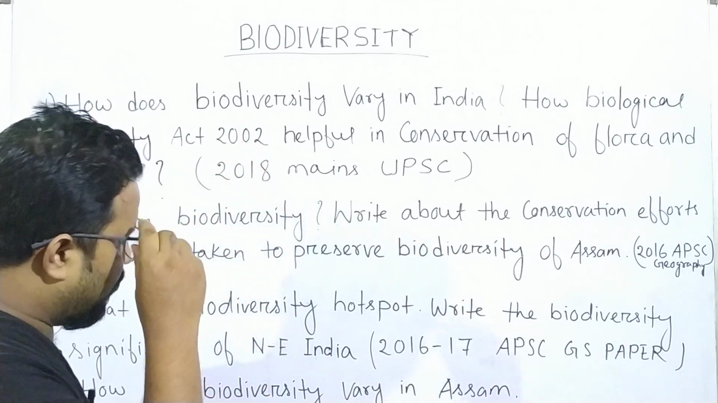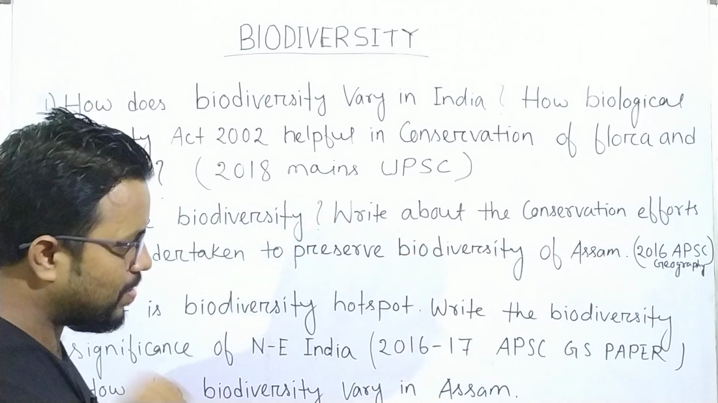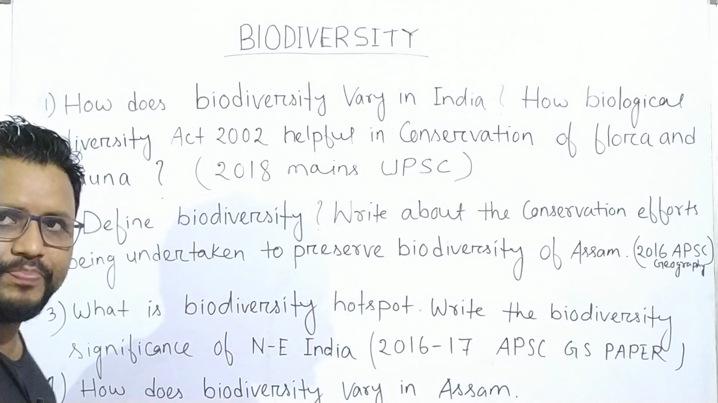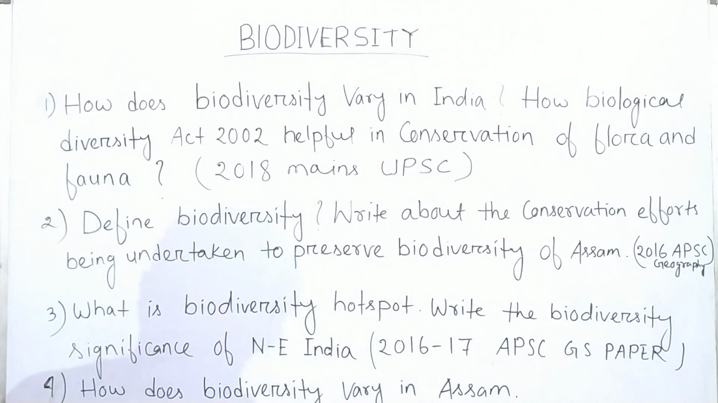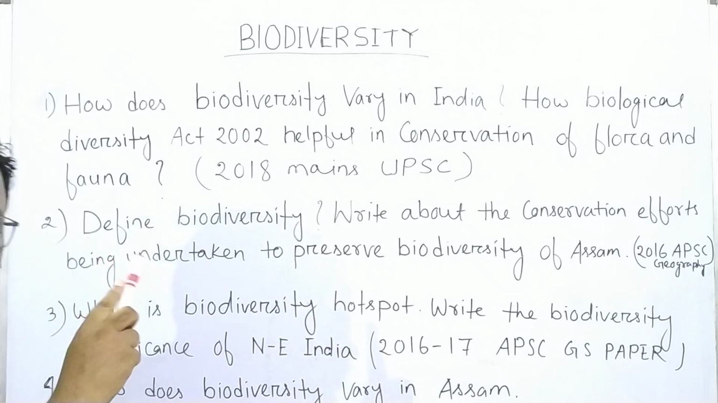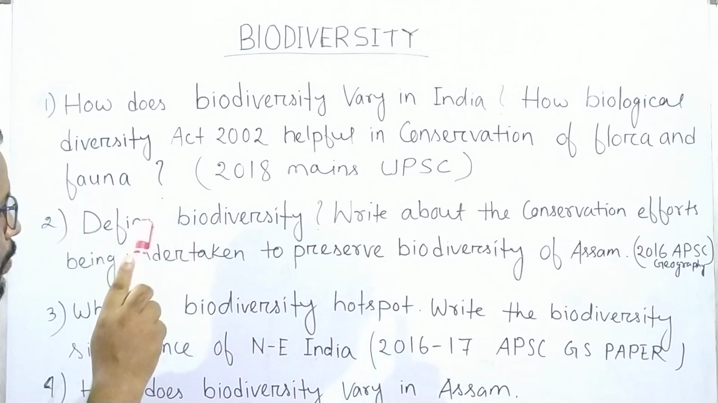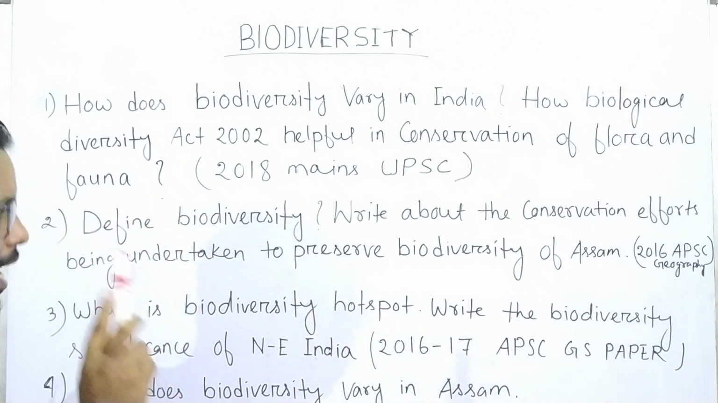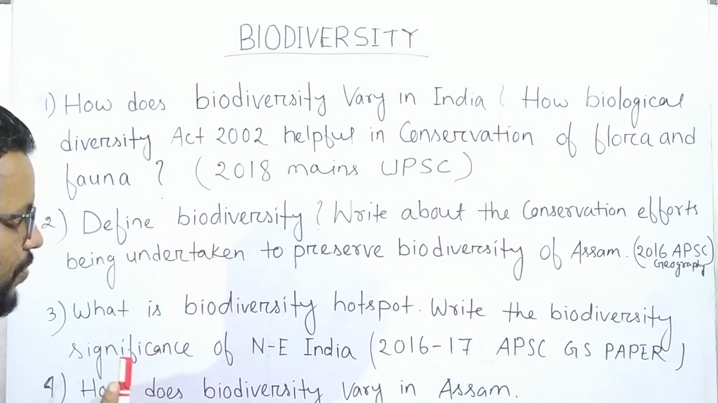Before starting my class, I would like to give a few questions that came in previous year papers, either in UPSC or in APSC. The first question is, how does biodiversity vary in India? How is the Biological Diversity Act 2002 helpful in conservation of flora and fauna? That came in 2018 mains UPSC. Number 2, define biodiversity. Write about the conservation efforts being undertaken to preserve biodiversity of Assam. That came in 2016 APSC Geography.